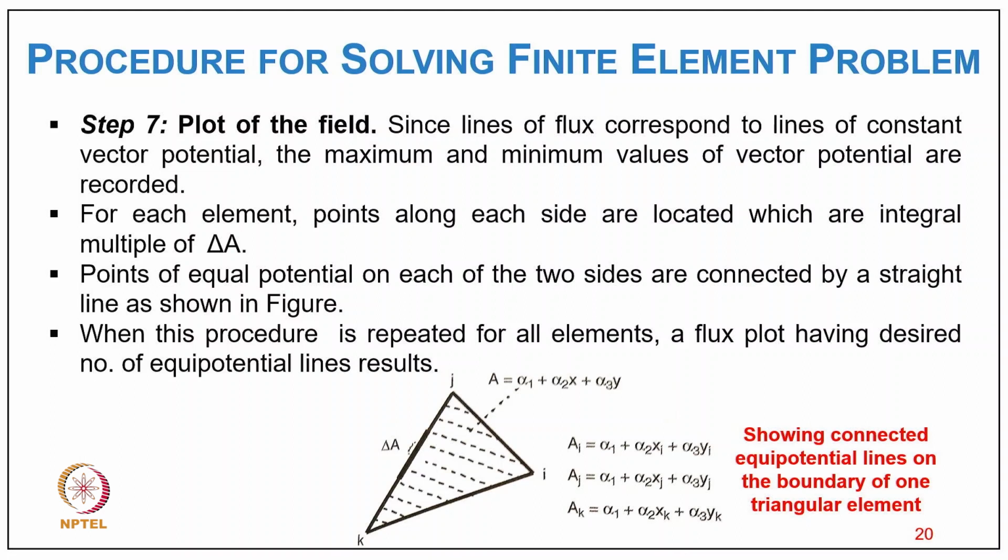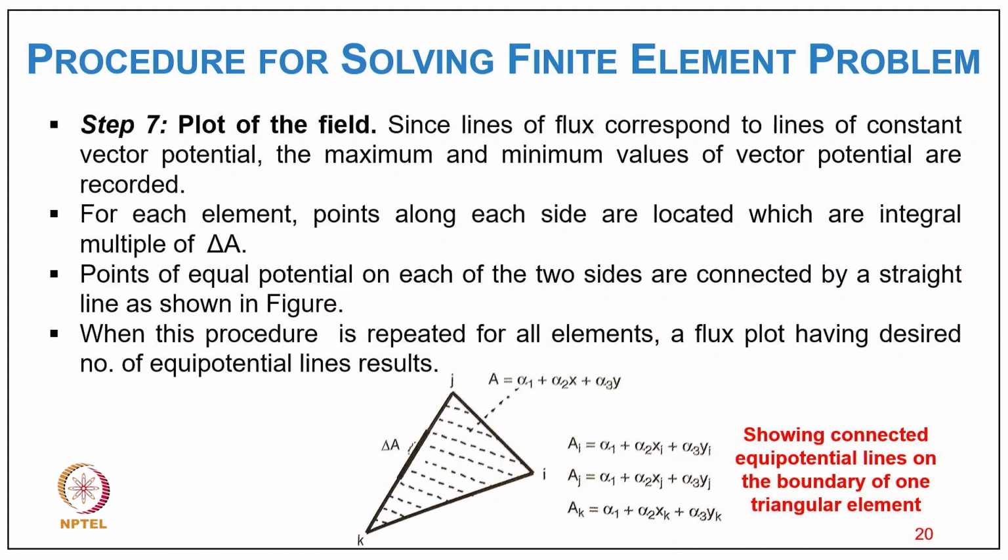Now coming to step 7, the plot of the field. Since lines of flux correspond to lines of constant vector potential, the maximum and minimum values of vector potential are recorded, and for each element, points along each side are located which are integral multiples of delta A, and points of equal potential on each of the two sides are connected by a straight line as shown in the figure. So when this procedure is repeated for all the elements, a flux plot having a desired number of equipotential lines results, as you can see in the figure.